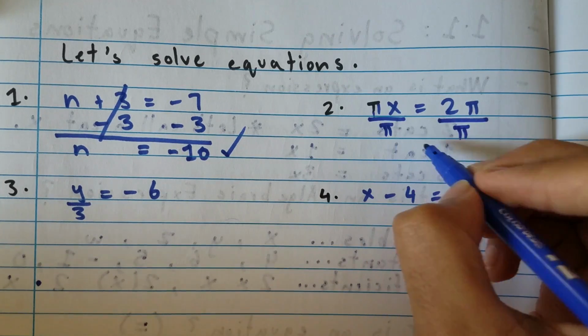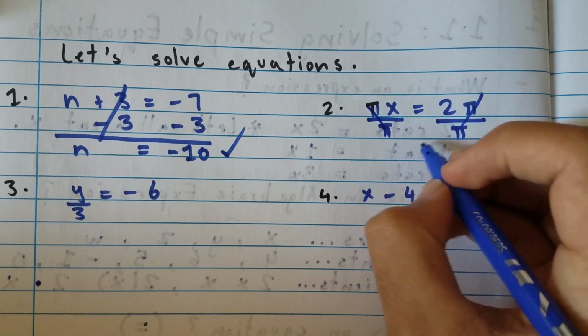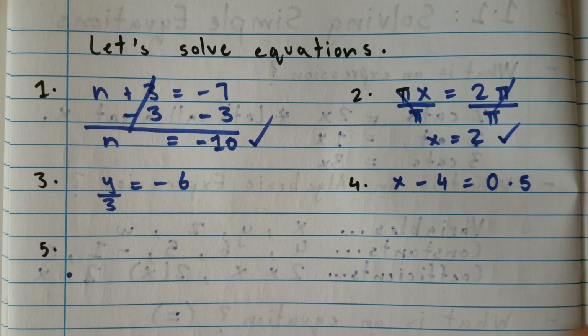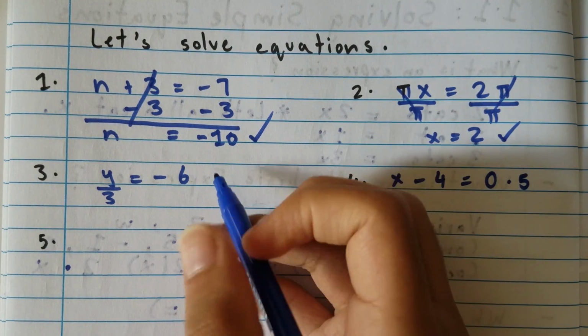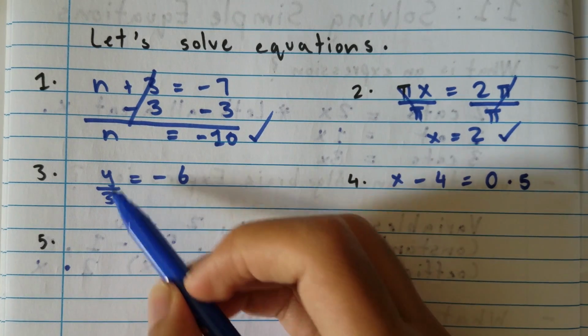Well, the pi's cancel out and so do they here. And we end up with x equals 2. Now let's look at number 3, which says y over 3 equals minus 6. Well, to solve this question, we know that we're dividing y by 3.